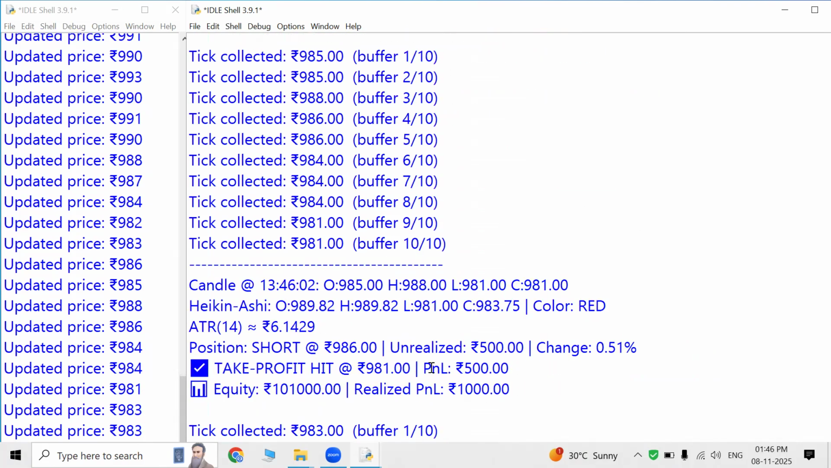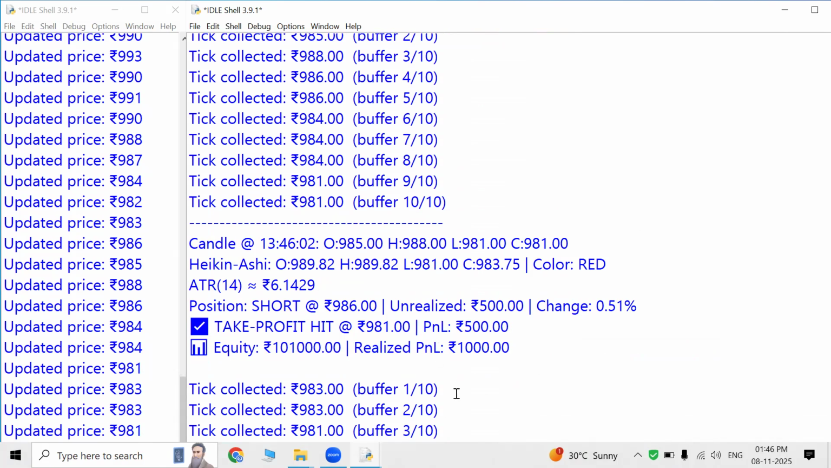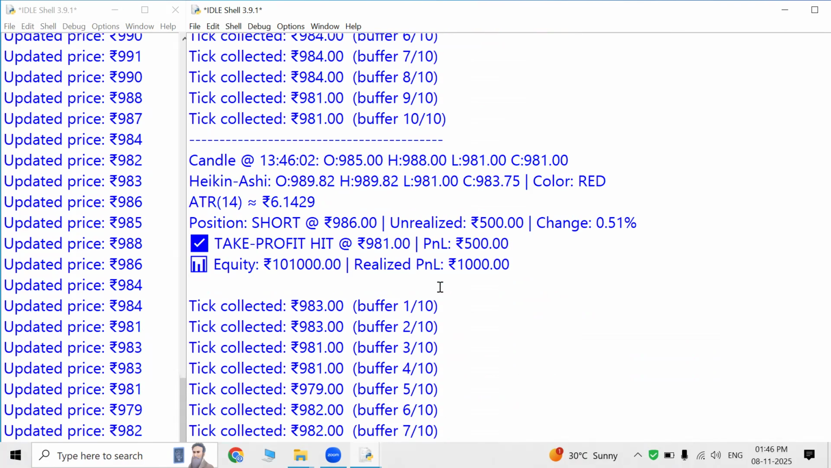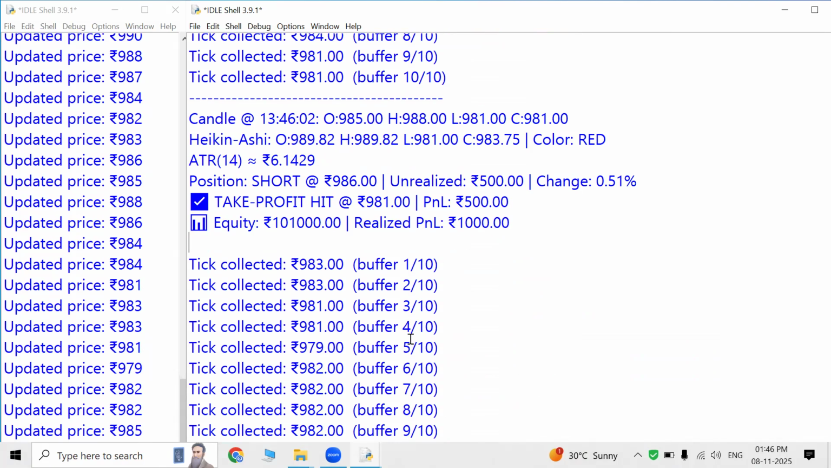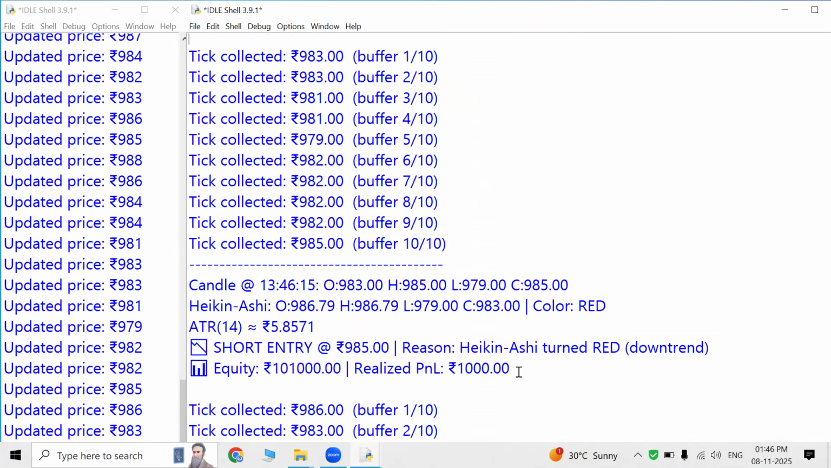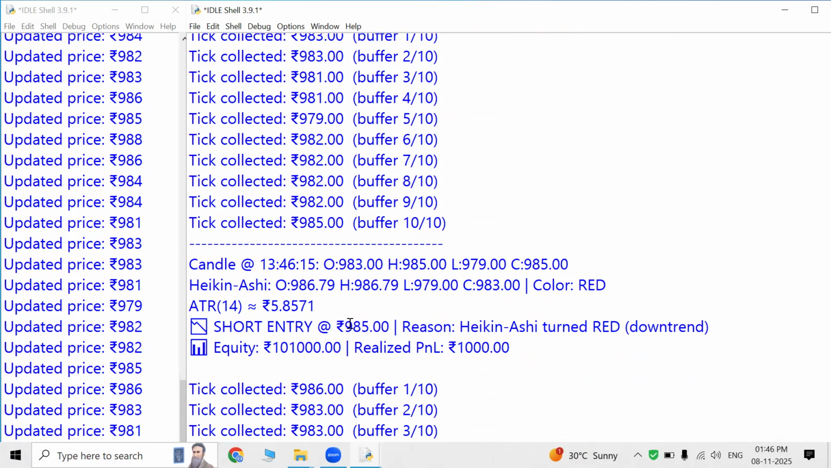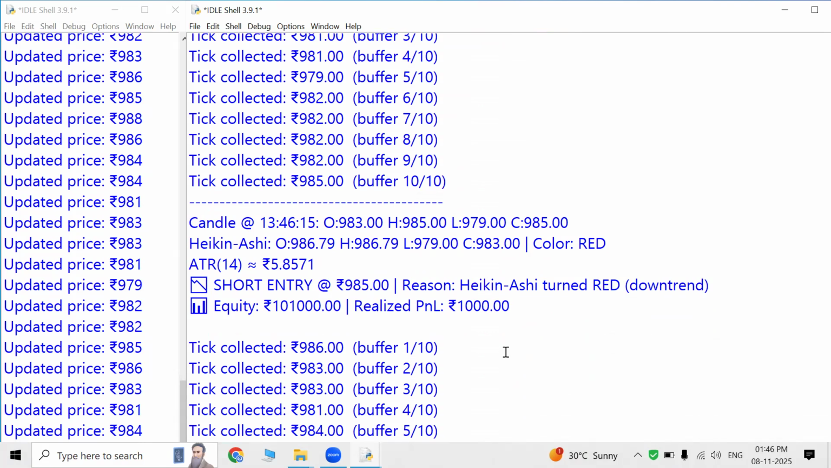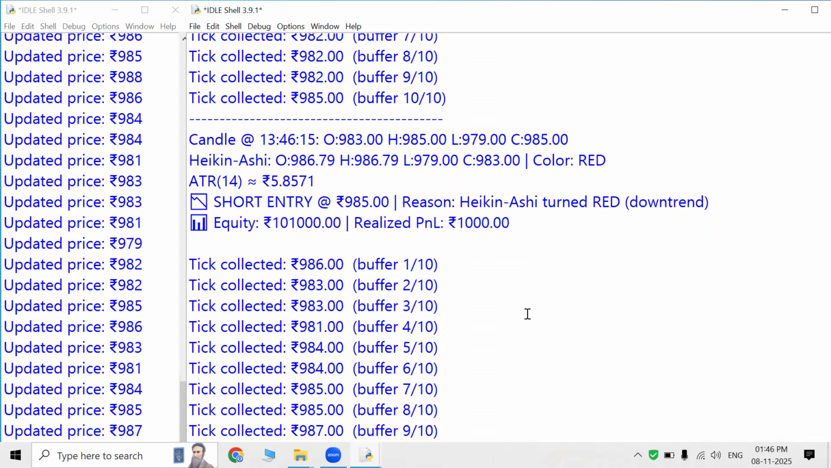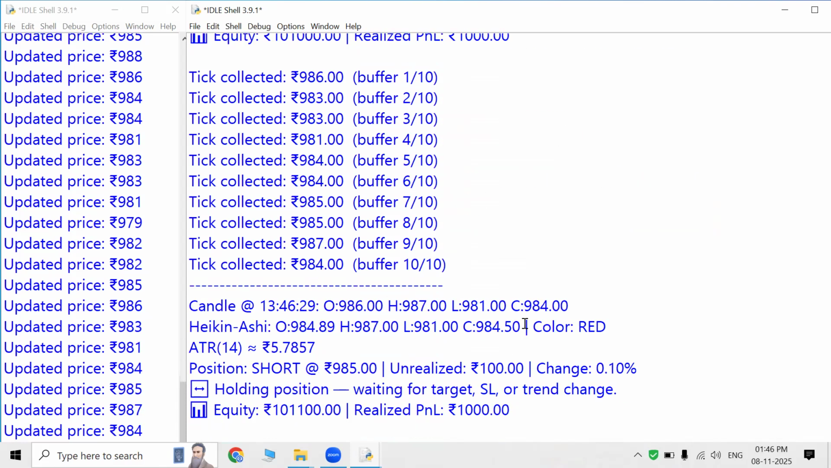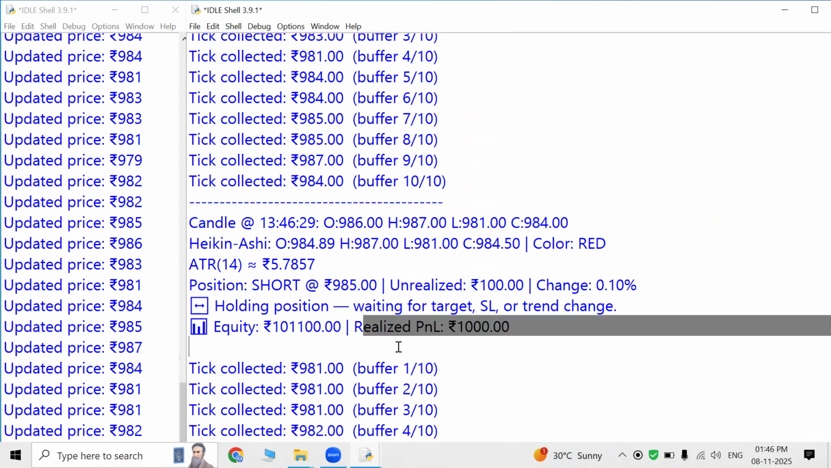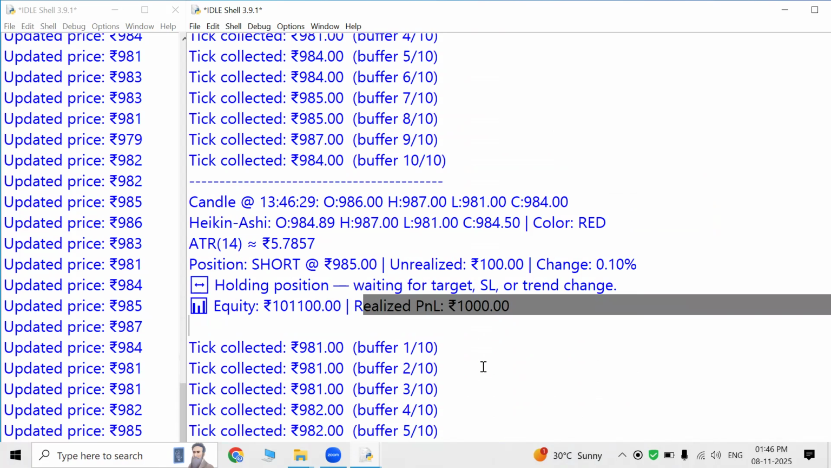Okay, we have booked the profit. The realized profit is 1000 rupees. You can see it again starts collecting. It has taken one more short position at 996. Short entry at 985. It's again showing downtrend. The candle is red. Let's keep on doing this process, unrealized profit and realized profit. So we have till now booked a profit of 1000.